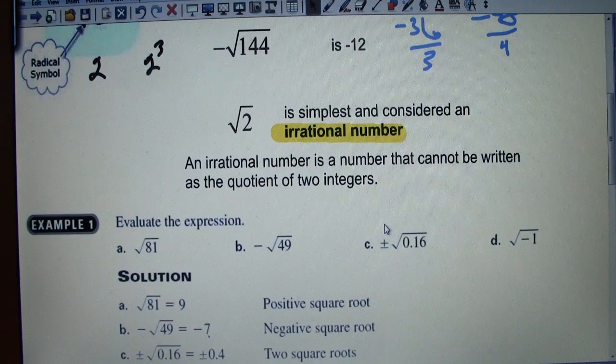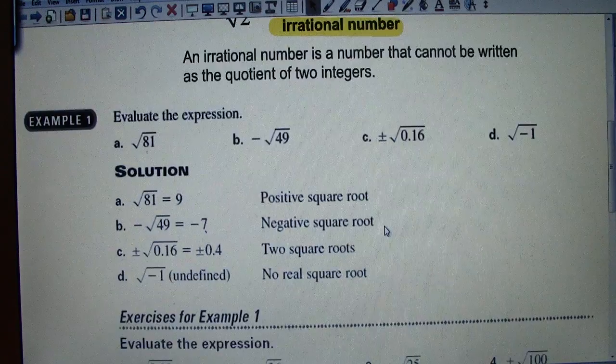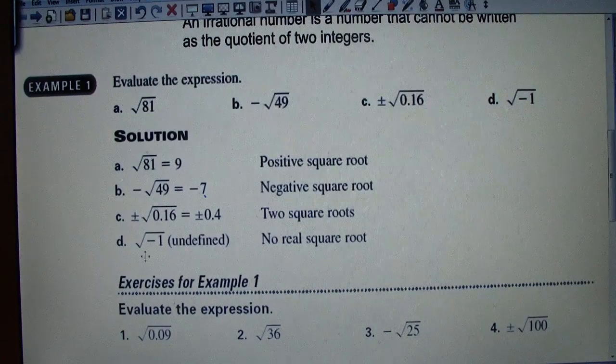Okay, now let's look at example 1 and start simplifying some of these expressions. Here you have some examples. If you look at the square root of 81, this is an expression, so I'm looking at one root. This is a positive, so I want the positive square root, which would be equal to positive 9. In part B, I see a negative sign in front of the square root of 49. So I want a negative root. This is my secondary root. So my answer is negative 7.